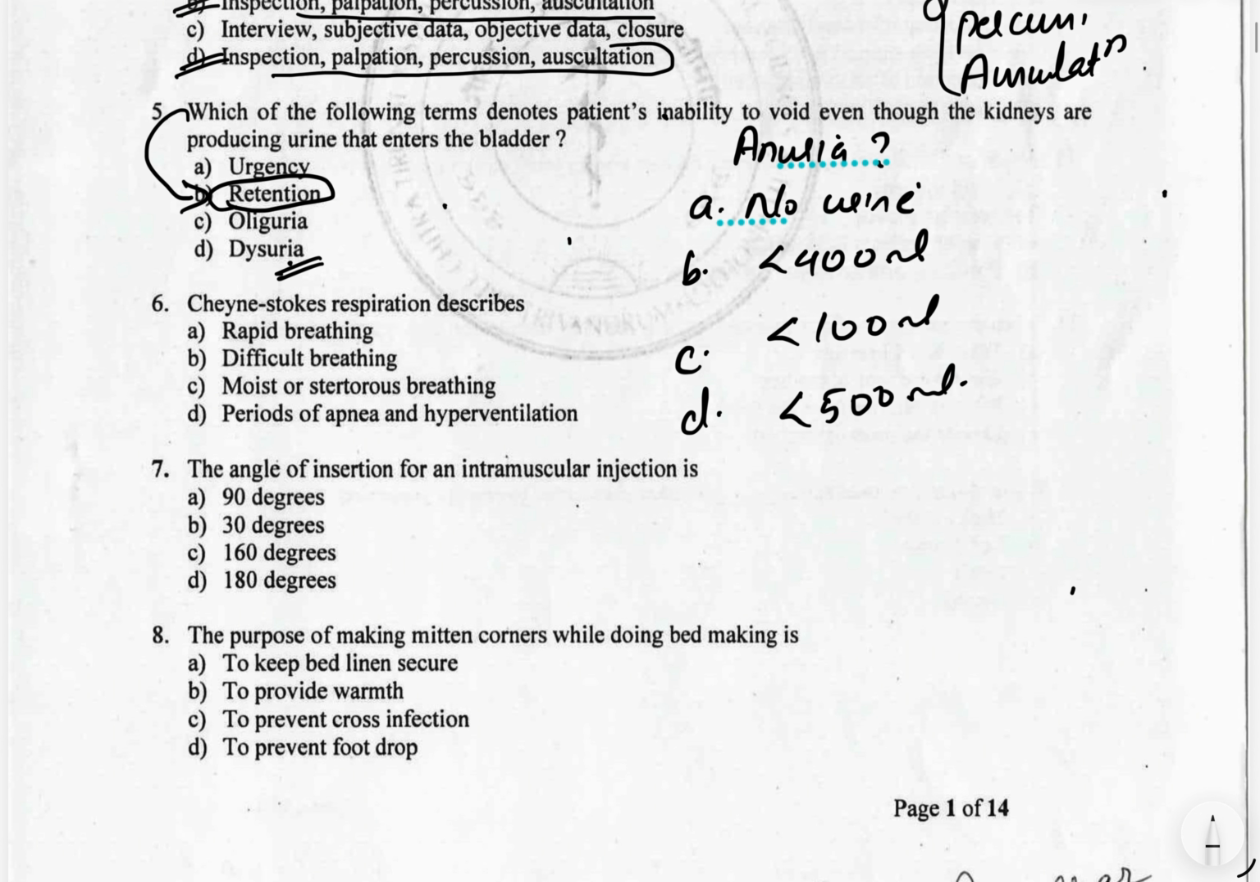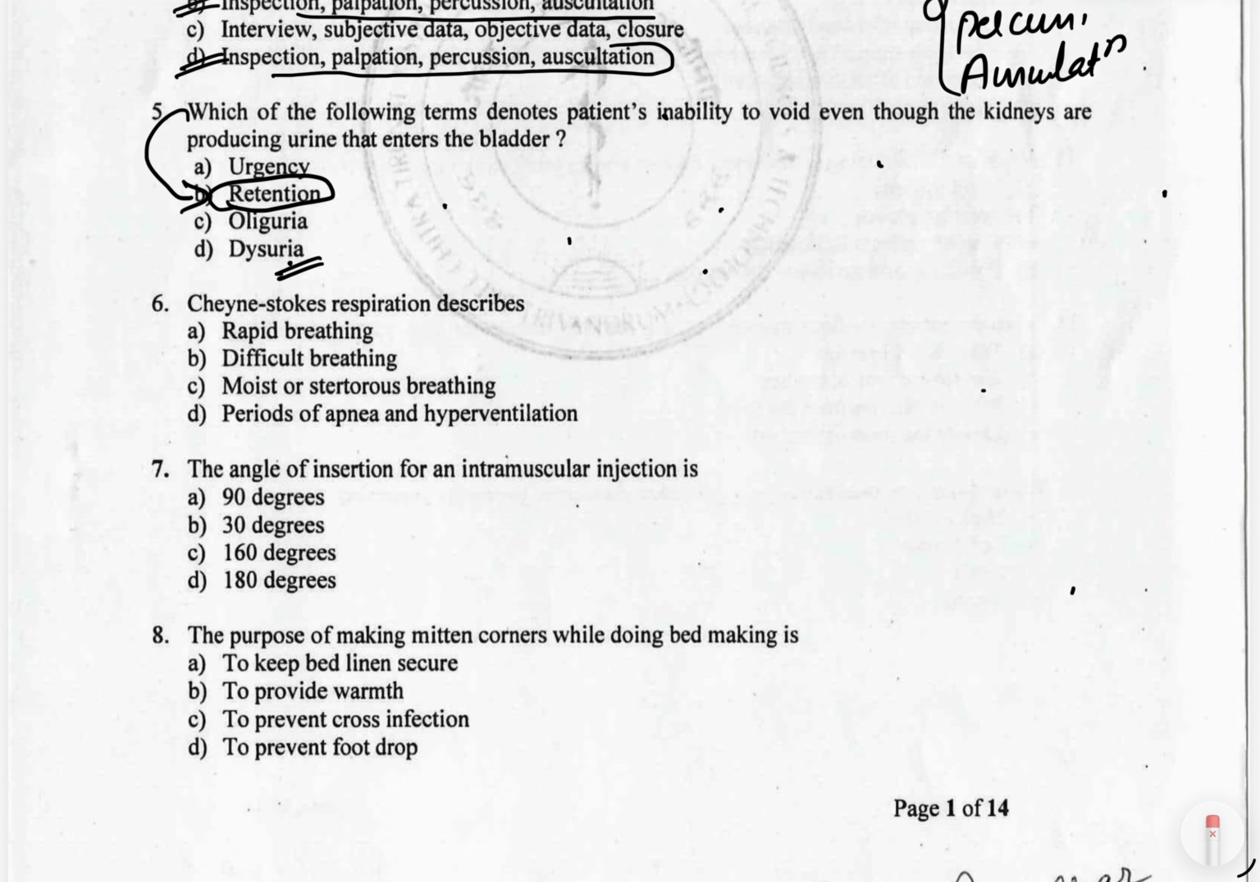Okay. We learned that anuria means no urine. In the options there is no urine, less than 400, less than 100, less than 500. What is the answer? The answer is obviously not no urine. The answer is less than 100 ml. So I already mentioned the difference between oliguria and anuria: oliguria means the patient will have urine output less than 400 ml, and anuria means urine output less than 50 to 100 ml.